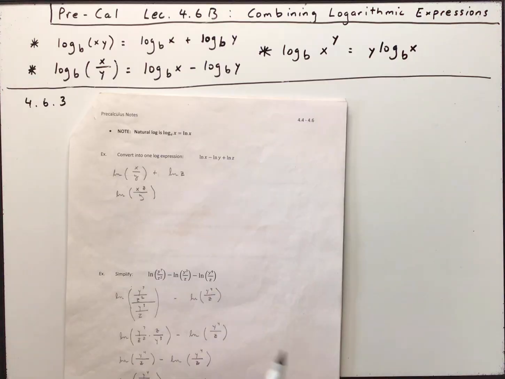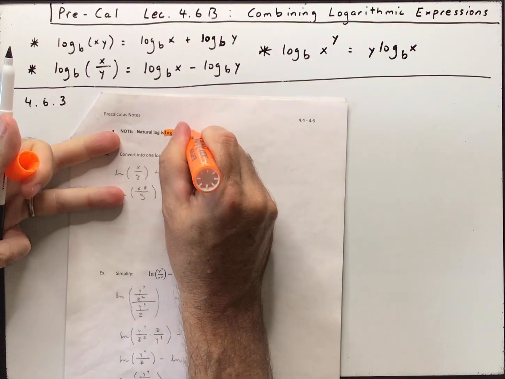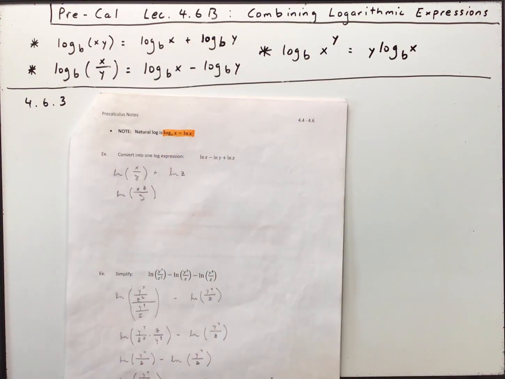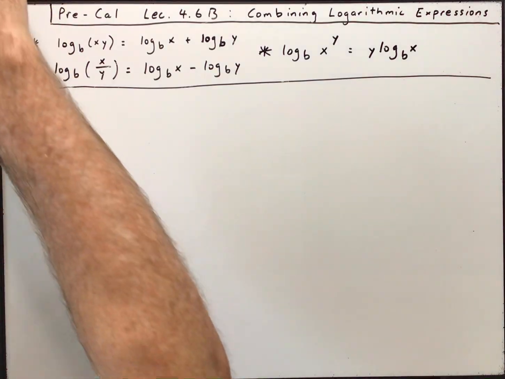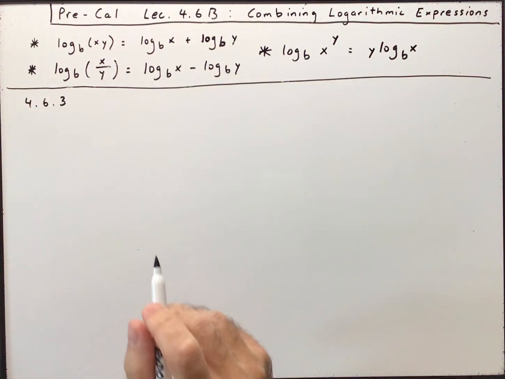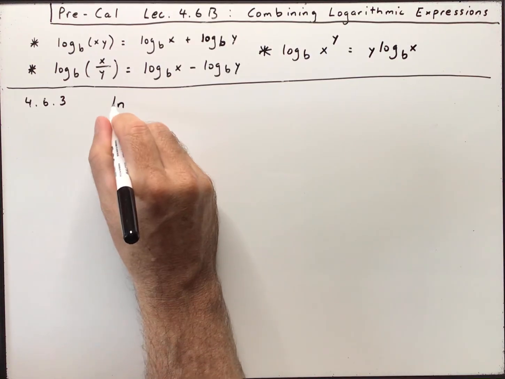So what we're going to talk about is a special log called log base e. Log base e is the natural log of x, whereas log base 10 we just call log. Log base e is the natural log. All right, natural log.